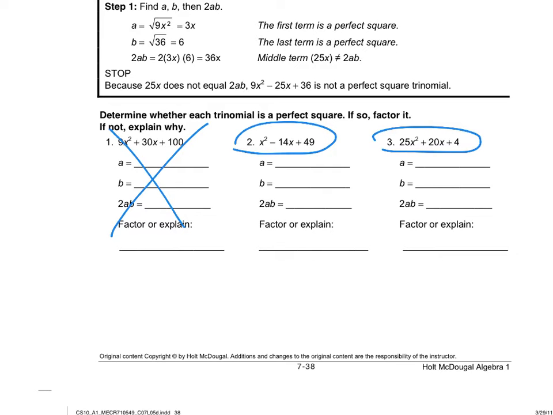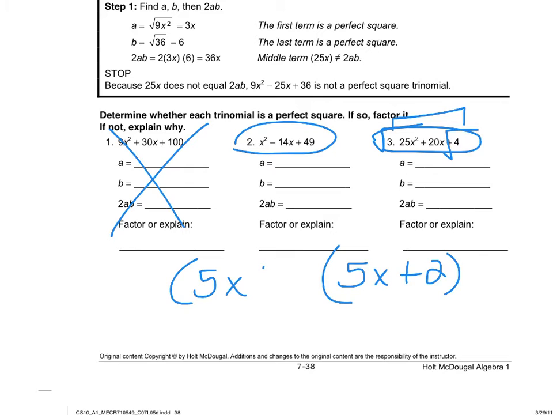But for number 3, you can do it the long way. Multiply 25 and 4. Get the factors of 100 that give you 20. Or, if you're good at recognizing perfect squares, all you need to do is square root the beginning and the end, and then that will go right into your binomials. The sign in between is the sign in the middle.